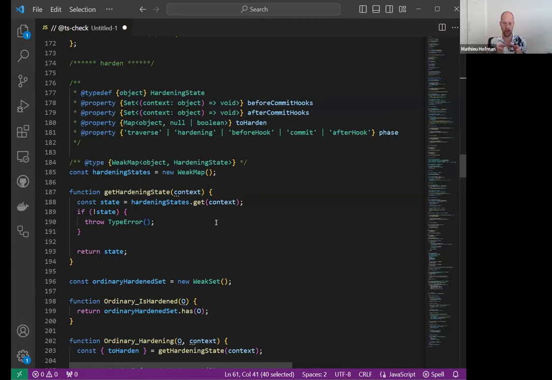So that's at the point where you reach before commit, that means all the objects part of the hardening set, their hardening trap has been triggered. So now the membrane has a cohesive set of objects that are going under hardening and can perform hardening on the other side of the membrane as necessary.